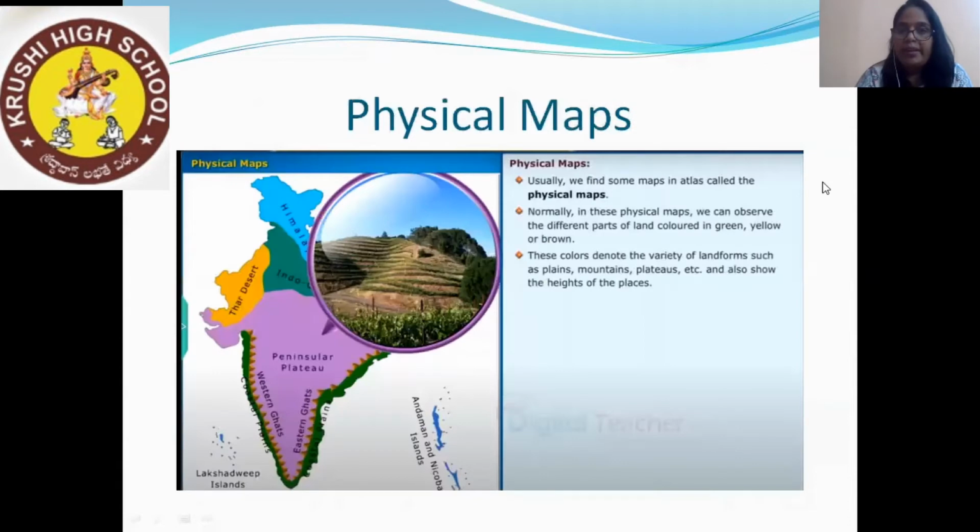So coming to the next one, now the physical map. What exactly is the physical map? A physical map is nothing but a map that shows the different landforms. So here in the picture also you can see.